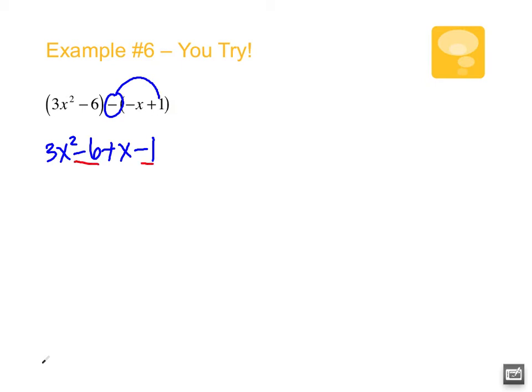I need to combine those two like terms. It becomes 3x squared, add x, subtract 7. Okay, that's it simplified. Don't try to factor, don't try to solve. That's your final answer.